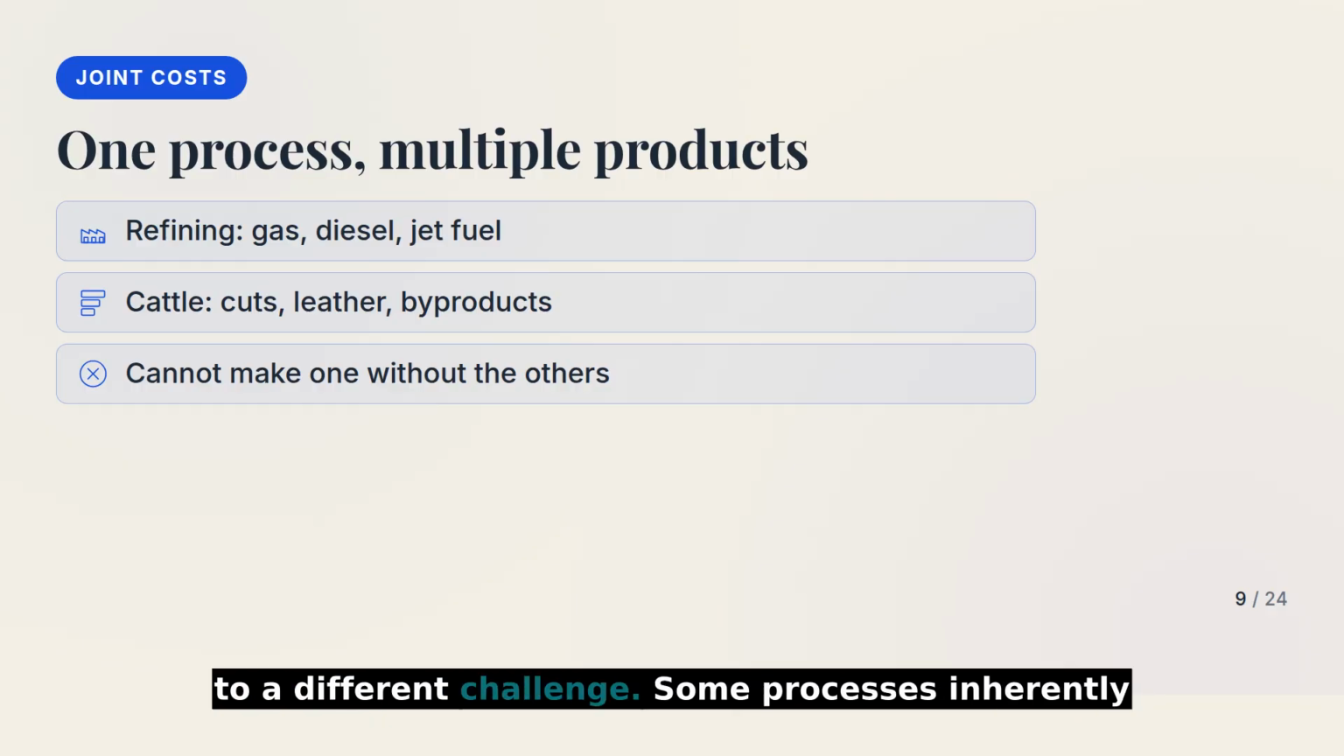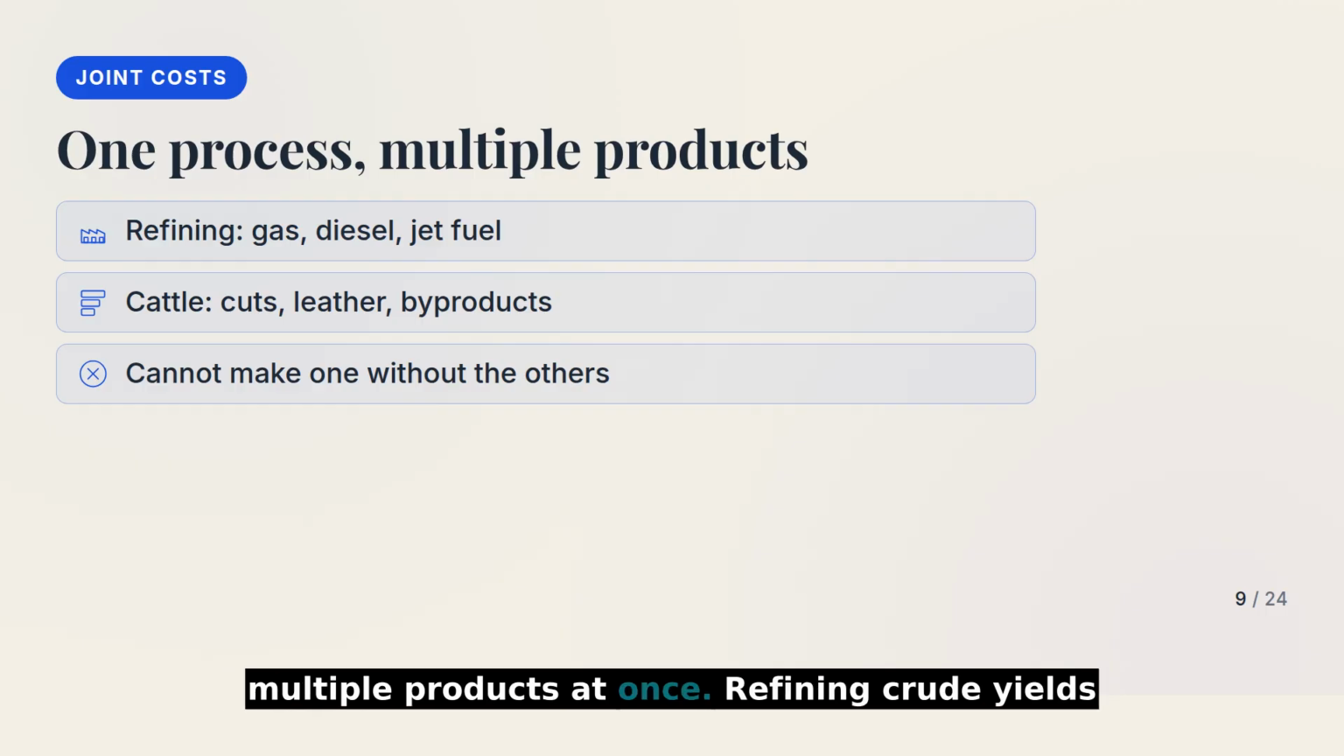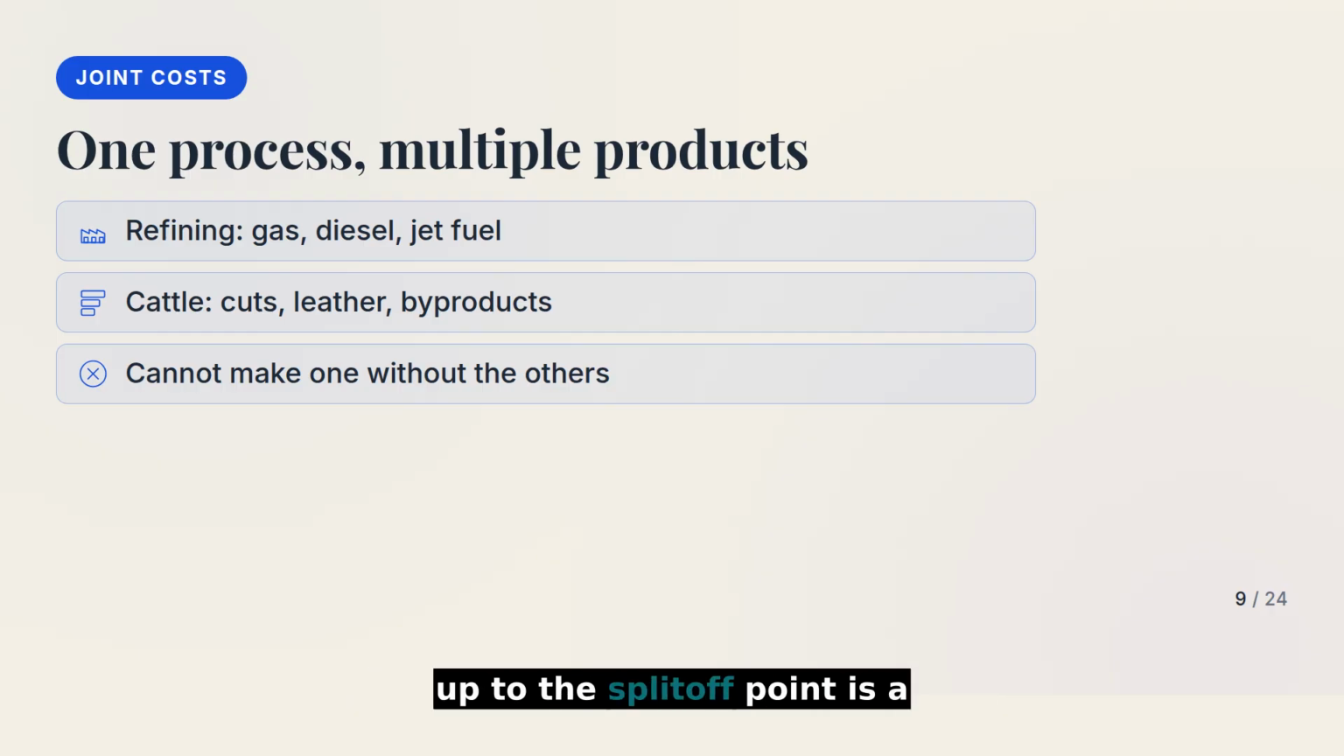Now to a different challenge. Some processes inherently produce multiple products at once. Refining crude yields gasoline, diesel, jet fuel, and asphalt. Slaughtering a cow yields prime cuts, ground beef, leather, and byproducts. Distilling coal yields coke and natural gas. You cannot make one without the others. The cost incurred up to the split-off point is a joint cost. How do you spread it?